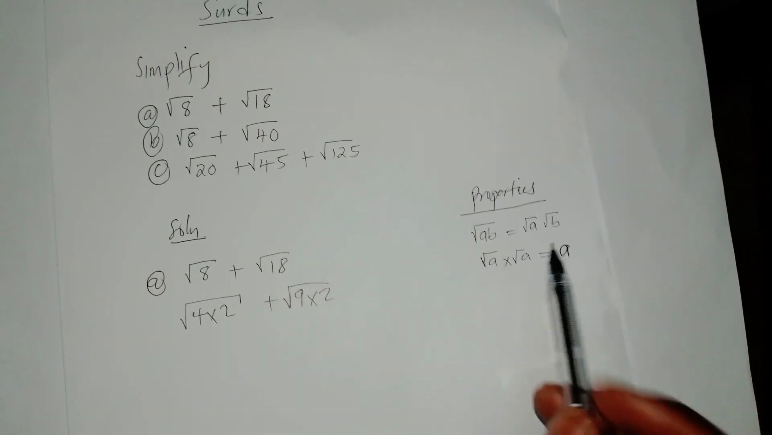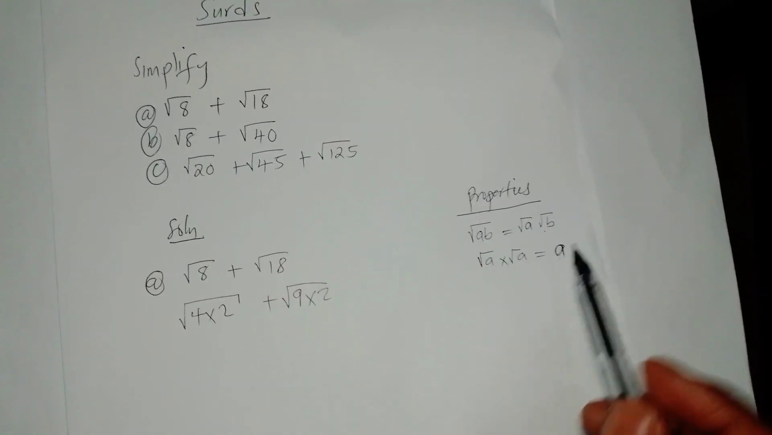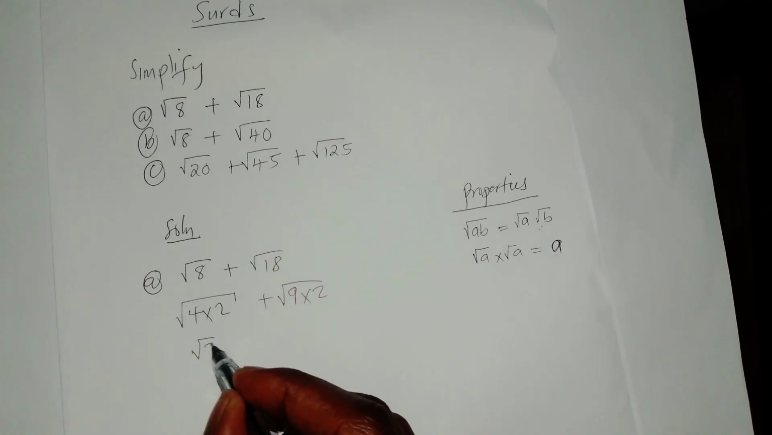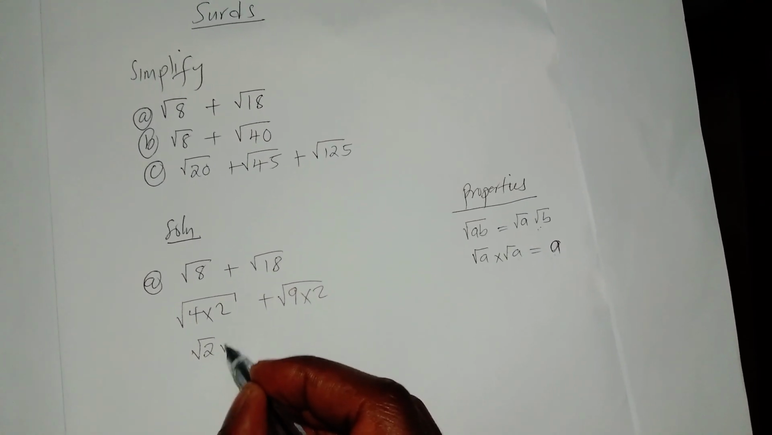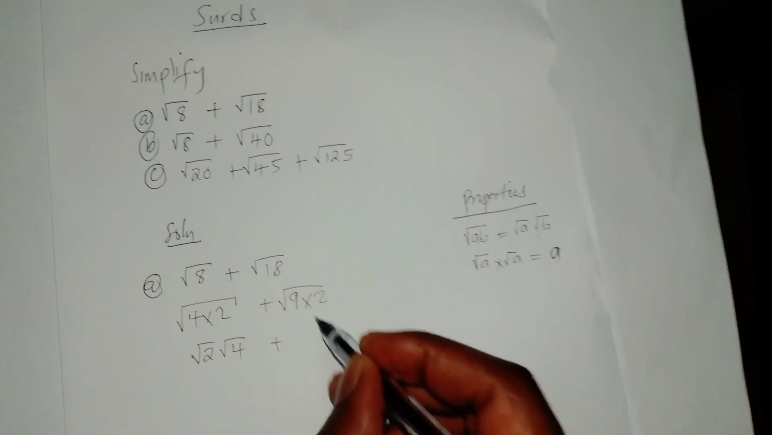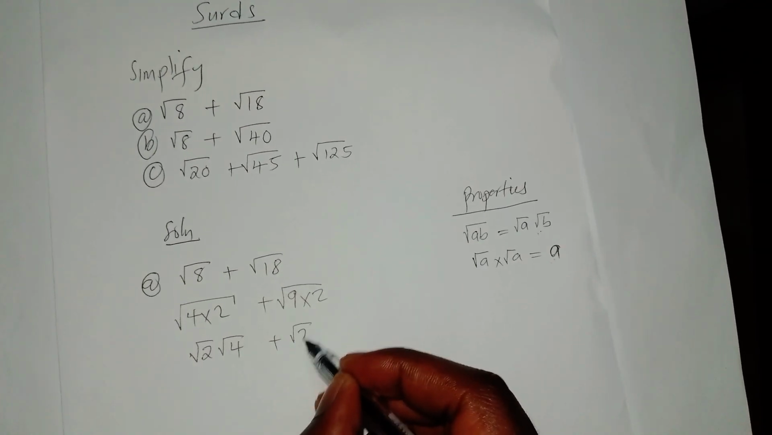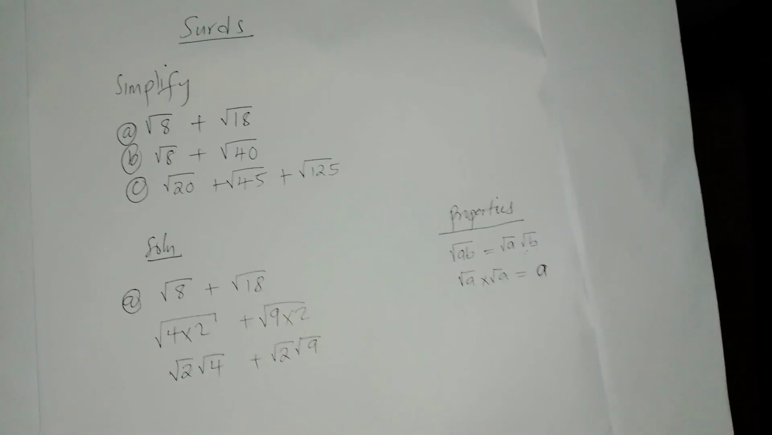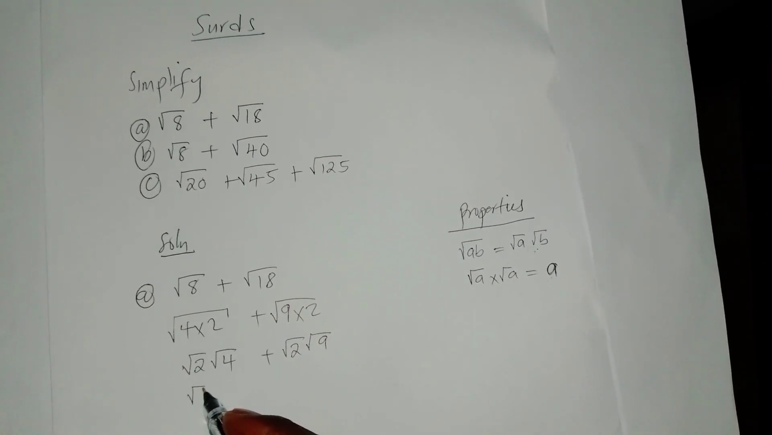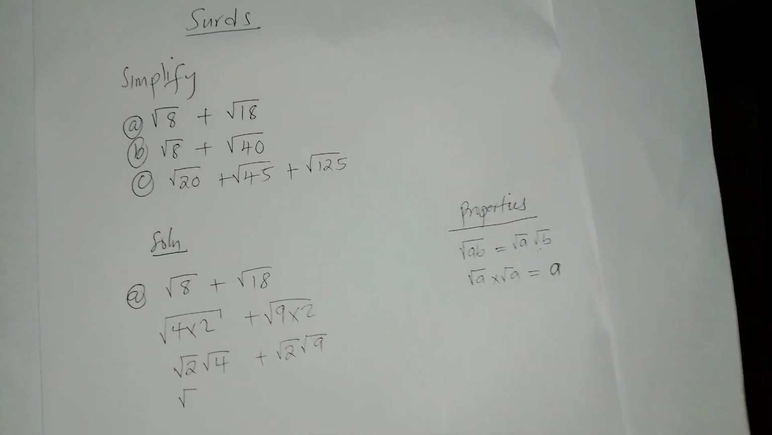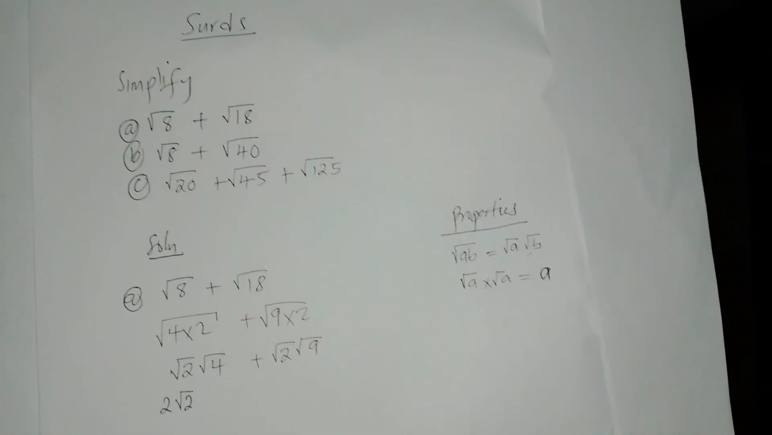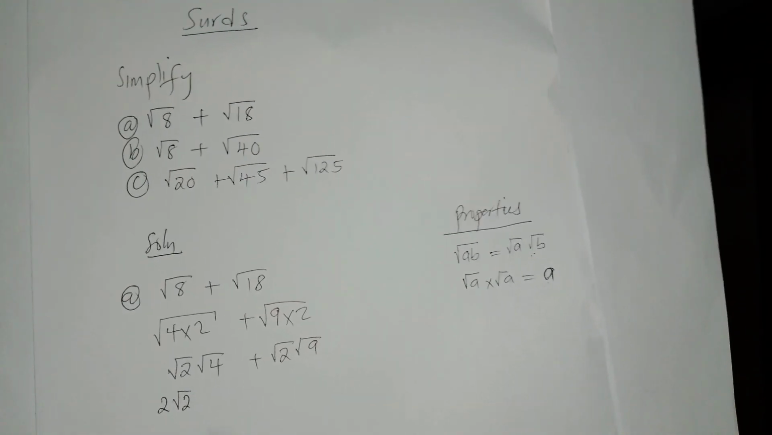These can be split according to the property that I've highlighted here. So this can be written as root of 2 times root of 4, plus root of 2 times root of 9. We know the square root of 4 is just 2, and I'll write it in front.